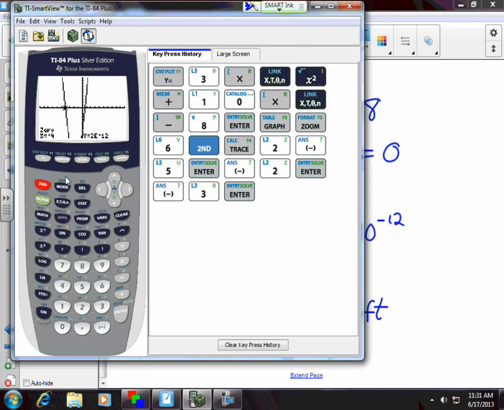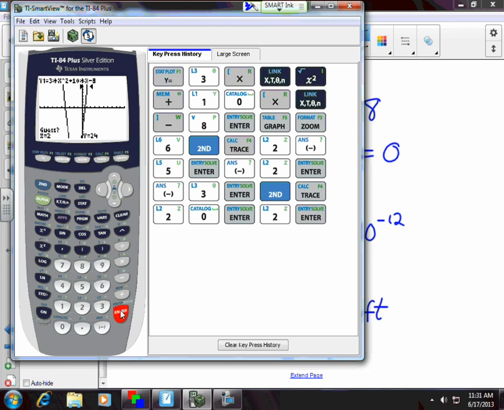So again, second calc, zero is option 2. Now again, we want to get to the left of it. It looks like it's between 0 and 1. So how about for our left bound, we type in 0. And remember, instead of using the arrow keys to scroll to the left of it, you can just type in a left bound. Enter. And now we need a right bound. How about we choose 2 to play it safe? Don't forget to press enter. And for our guess, we'll put in 1.